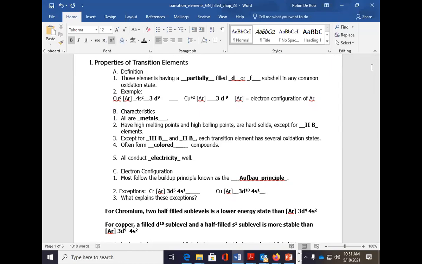Professor, yes. I have a question: what about the elements in the same group as copper, like silver or gold? Are they also exceptions, or only copper and chromium?